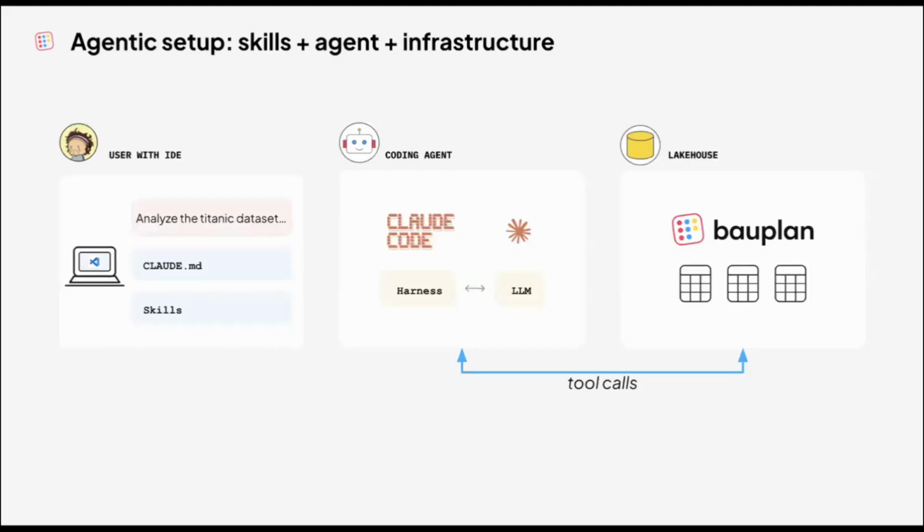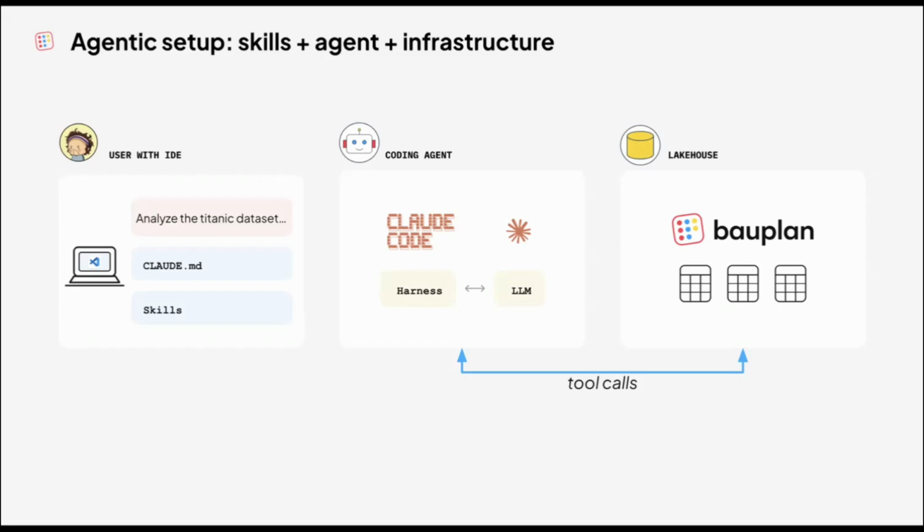There are three main pieces in your agentic setup. This is a typical, vanilla customer of Bauplan, they all kind of follow this pattern. You have a user with an IDE, I don't know, Visual Studio Code or Cursor or Vim. What can this user do? This user can ask the model something, in this case, analyze the Titanic data set for, I don't know, survivorship bias. They can use a general system prompt, like CLAUDE.md, and of course, they can use specific skills that tell the system how to best do data workloads, how to best use Bauplan.